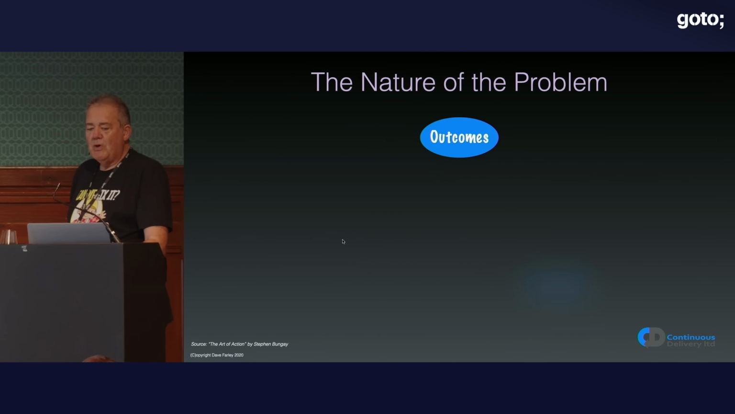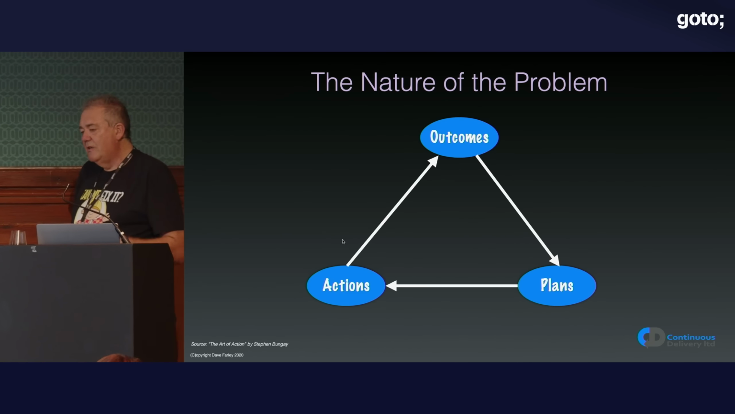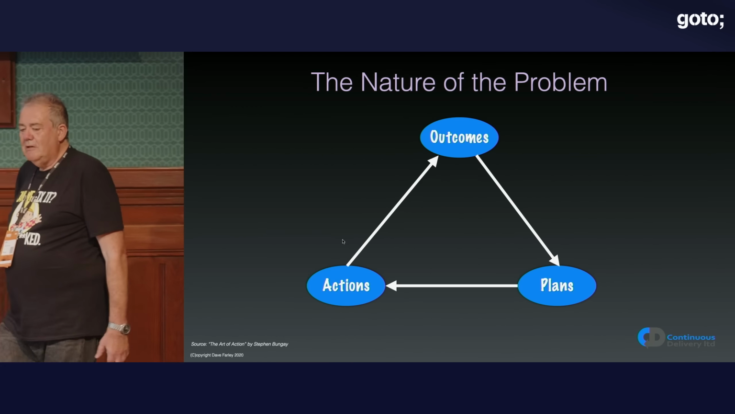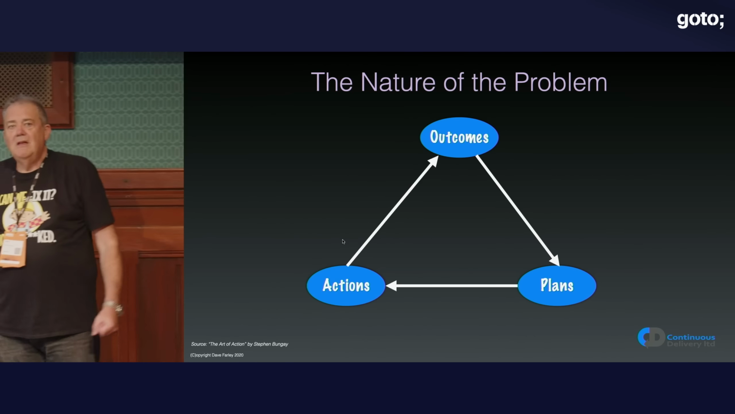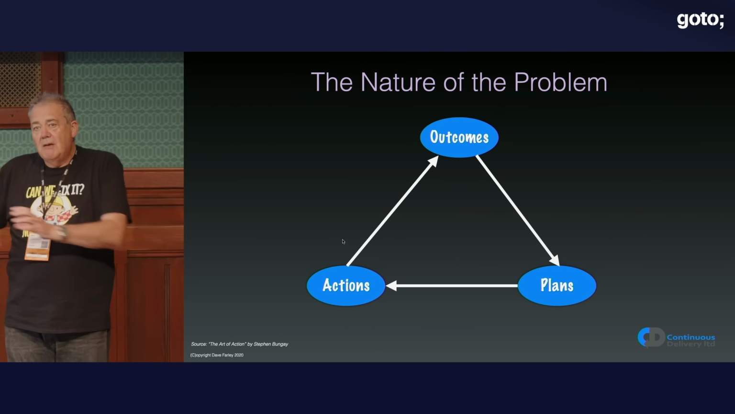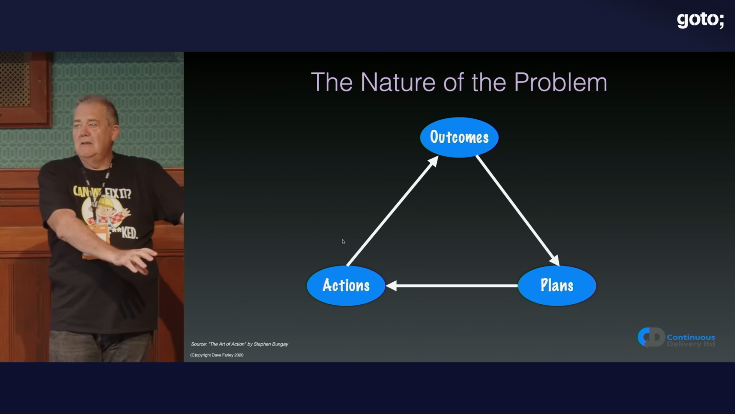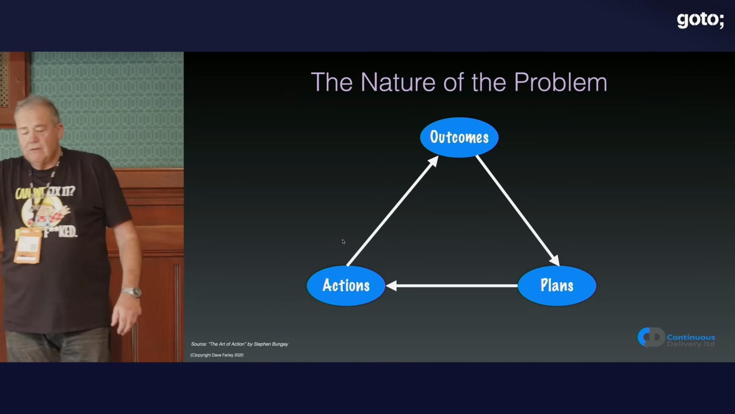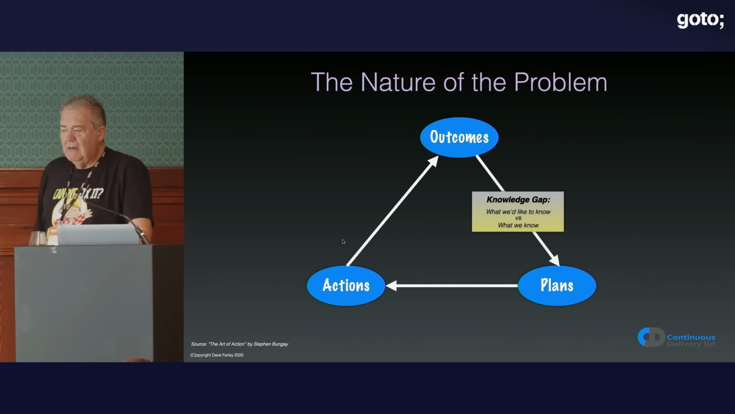The nature of the problem. This is something that I've taken from a book called The Art of Action by Stephen Bungay. But it's a lovely little model. If we think about doing something, we want to achieve some outcome of some kind, and then we're going to make a plan for how we're going to do that, and we're going to carry out the actions that we expect to do, and we hope then to get the outcome that we're looking for, and you get this little kind of loop around. But there's a problem here.